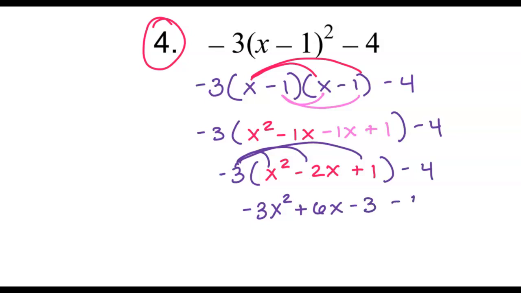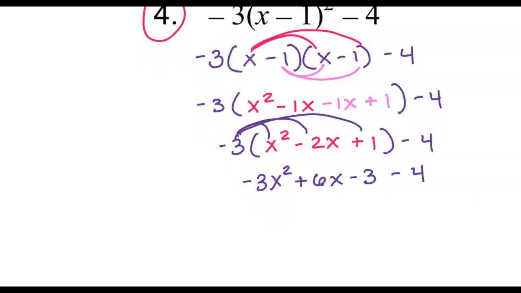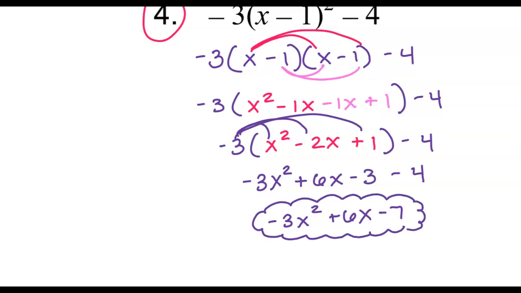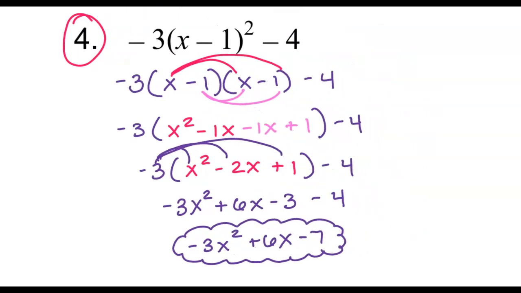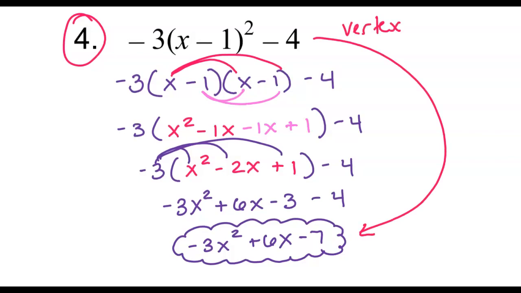What is my last and final step? Combine the like terms, the negative 3 and the negative 4. What is negative 3 minus 4? Negative 7. And that's my standard form. I went from vertex to standard form. Are there any questions for this problem?